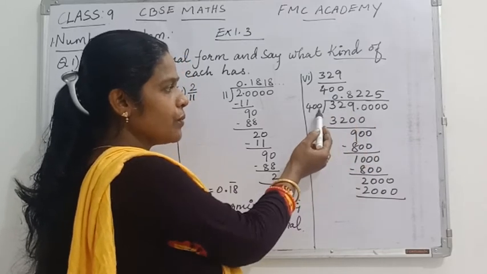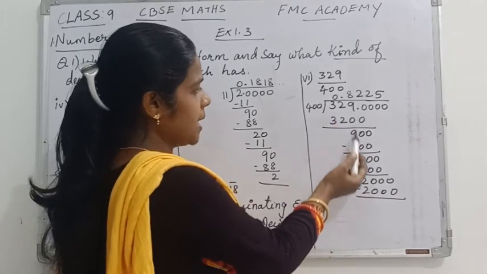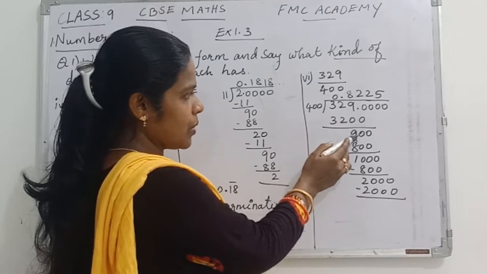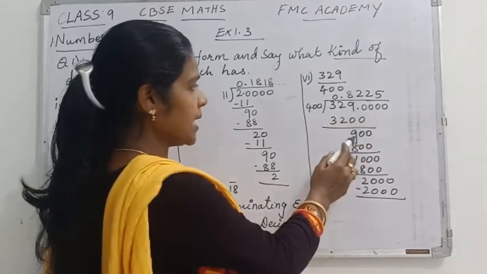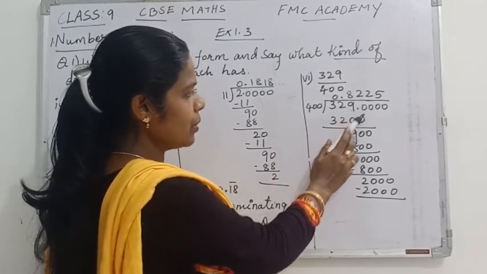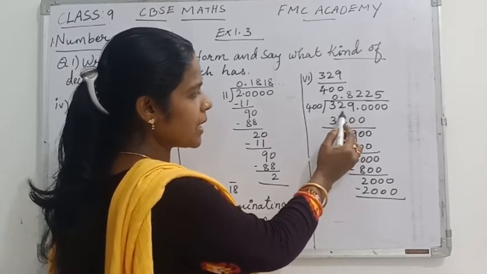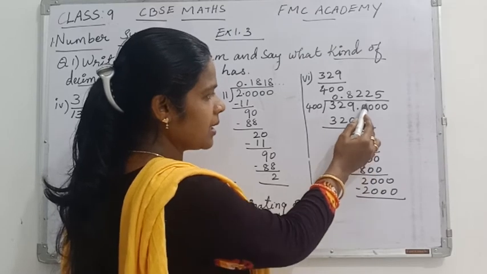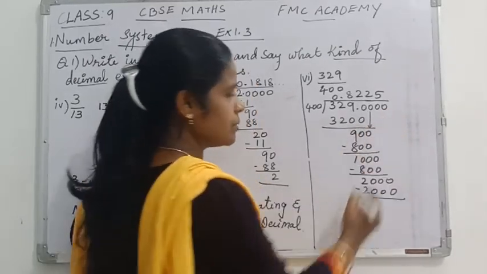So 8 into 400 you will be getting 3200. When you do minus, you are getting 9 minus 0, 0, and then this 0, then one more 0 we are bringing down. So it is 900 now. See in this one, 3290 minus 3200. If you consider 290 minus 200, you will be getting 90, and then this 0 we are bringing down, 900 it is.